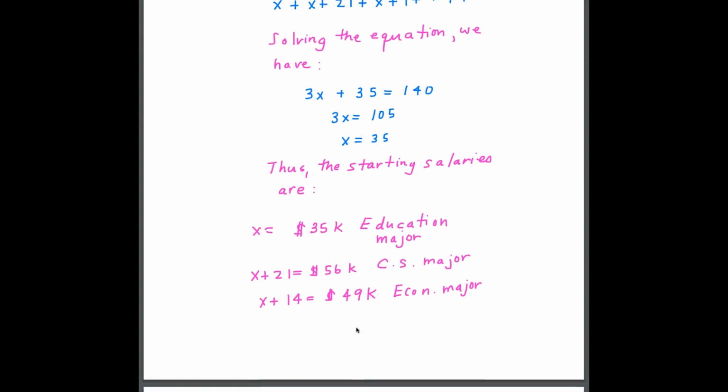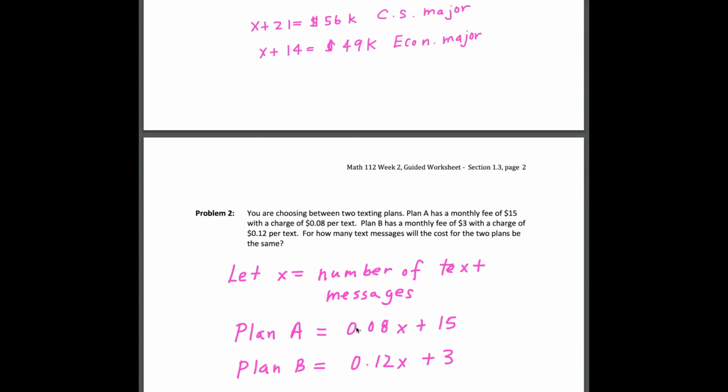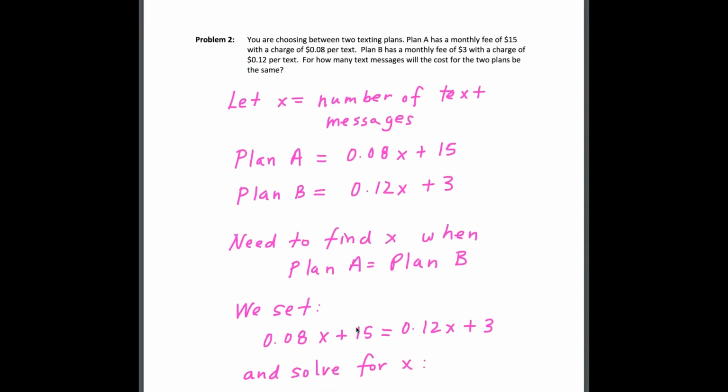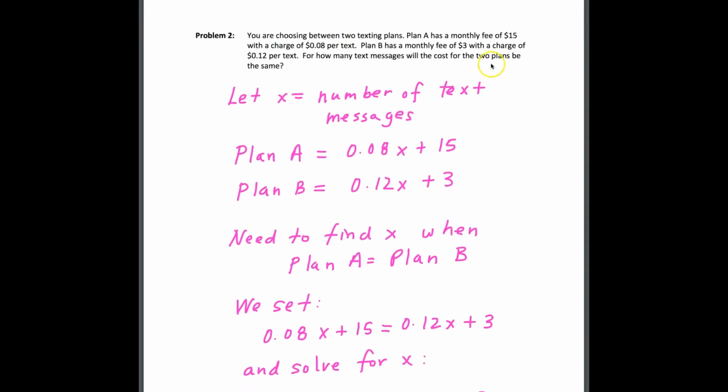Okay, let's take a look at another problem. In this problem, we're choosing between two texting plans. We see Plan A has a monthly fee of $15 with a charge of 8 cents per text. Plan B has a monthly fee of $3 with a charge of 12 cents per text. We have to determine for how many text messages the cost of the two plans will be the same.